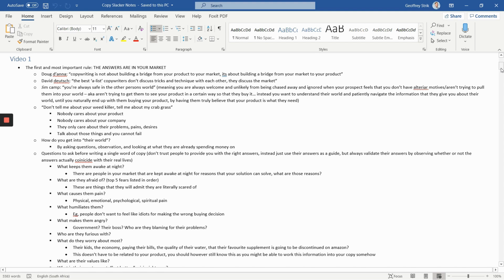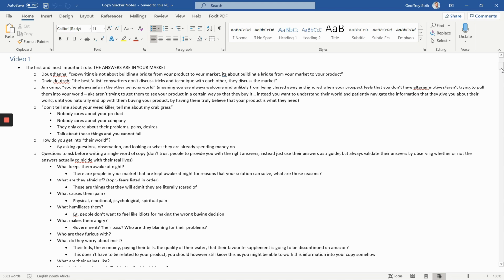The first and most important rule is the answers are in your market. Basically, when it comes to copywriting, you aren't looking to convince your market to believe that you have a solution that they weren't otherwise looking for. So you aren't looking to convince them that they have a problem which needs solving via your product.